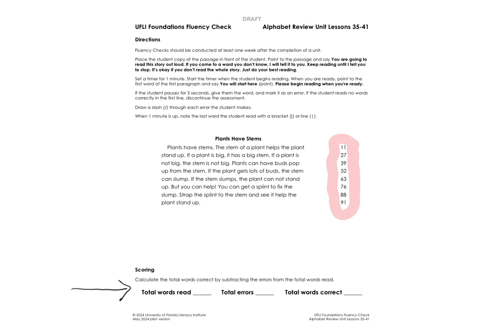There are also some reminders across the top. So it's going to remind me to set a timer for 1 minute. It's going to remind me that if the student pauses for 3 seconds, give them the word and then mark it as an error. It's very important to remember that. And when a minute is up, note the last word the student read with a bracket. So I like this particular type of passage because all the cues I need as a teacher are already on the page. So if you end up grabbing a passage that is meant for oral reading fluency, it's probably going to be set up like that.